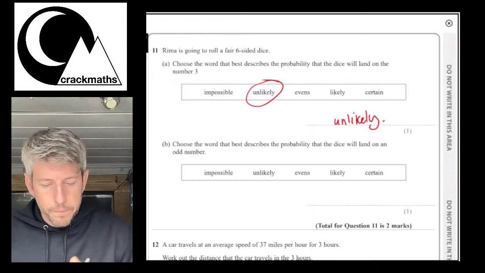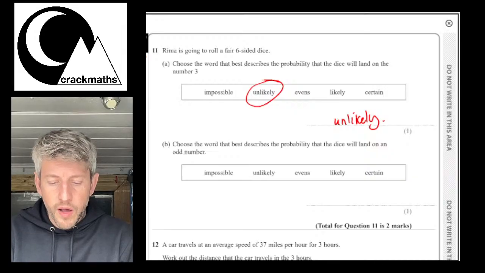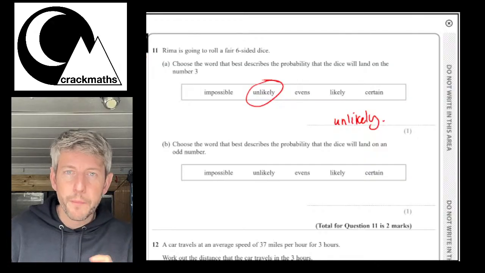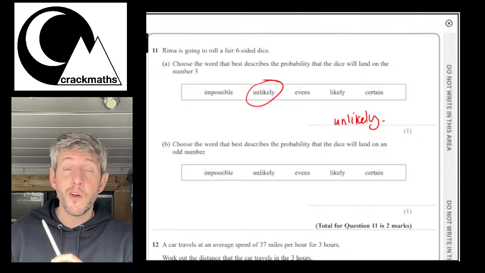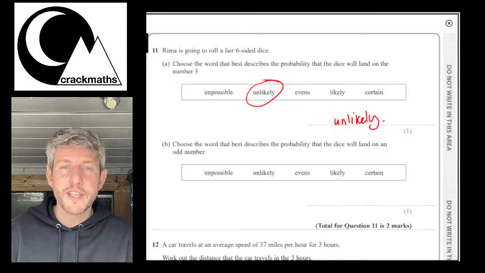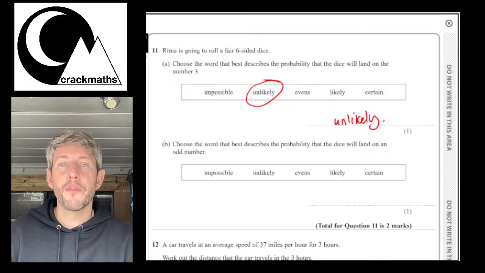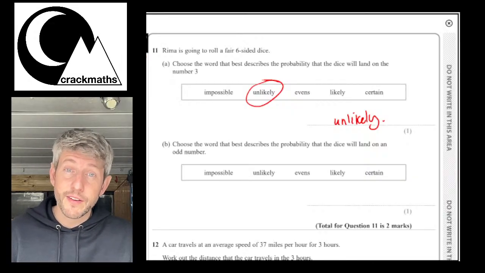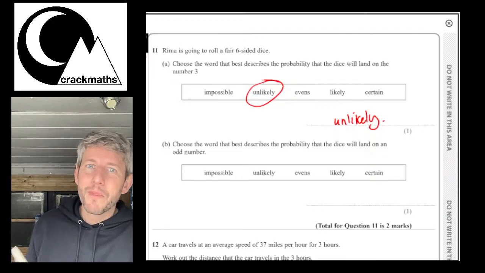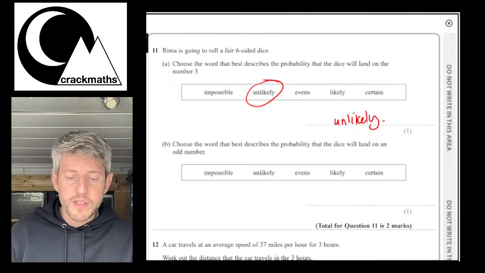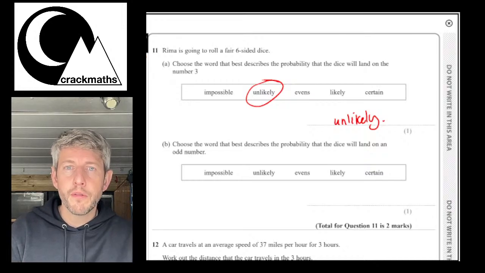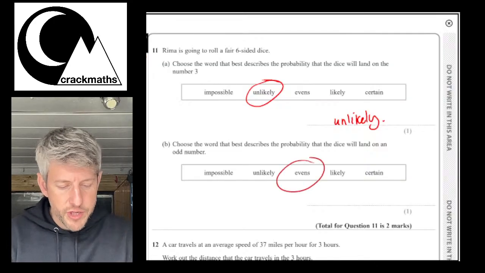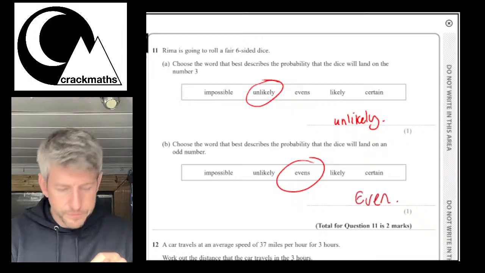Unlikely. Right. Now it says, choose the word that best describes the probability that the dice will land on an odd number. Okay, so on the dice there's going to be 1, 2, 3, 4, 5, 6. Now the odd numbers are the numbers that end in 1, 3 and 5, and 7 and 9. So out of these ones, there's 3 odd numbers: 1, 3 and 5. So there's 3 odd, 3 even. So it's going to be even chance because half the numbers are odd.